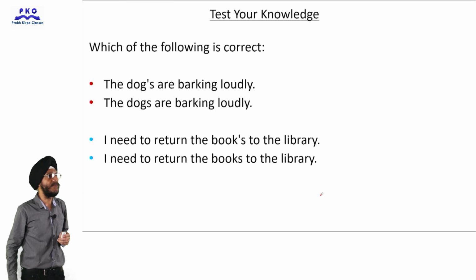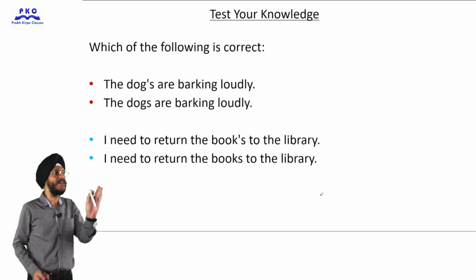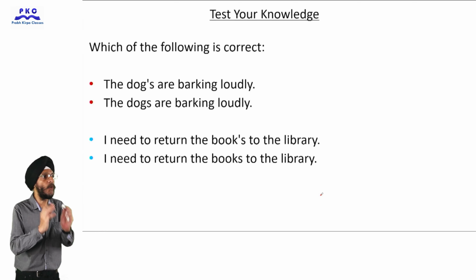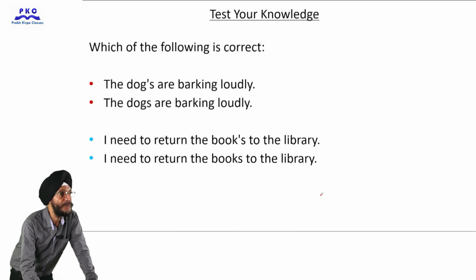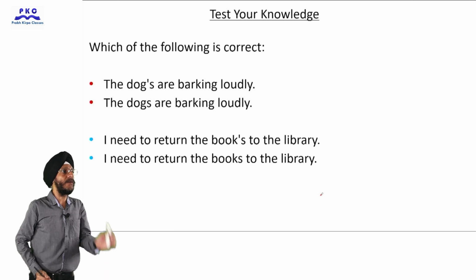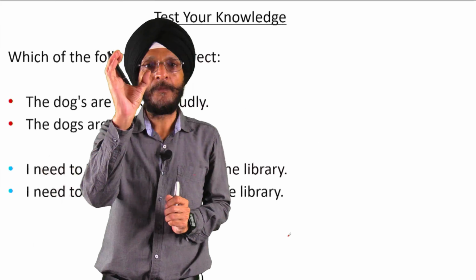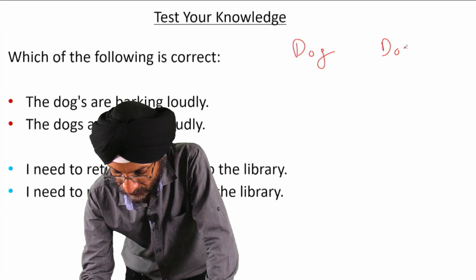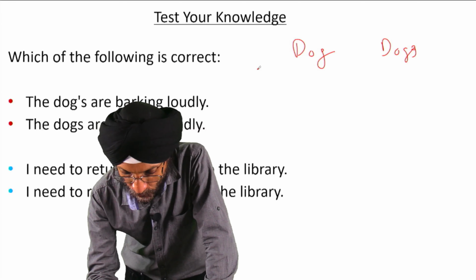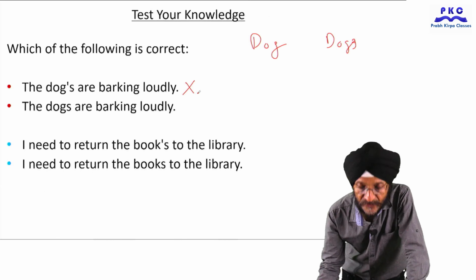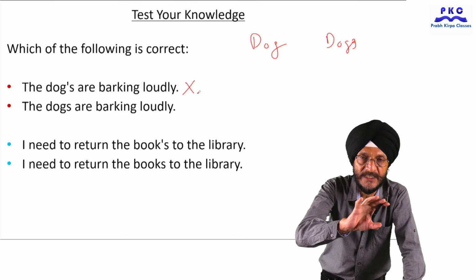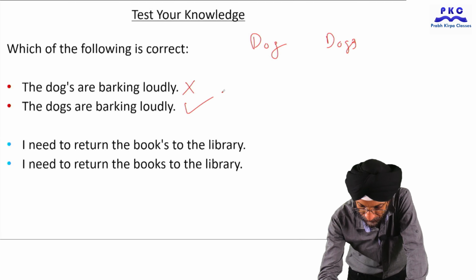Now we are to test whether we have been able to understand the difference between possession and plural forms. The dogs are barking loudly. Here we are talking about the dogs. Dogs are in plural form. Dog, dogs. Here the use of apostrophe is wrong. Here we are not to be concerned with possessive form. We are concerned with plural form.